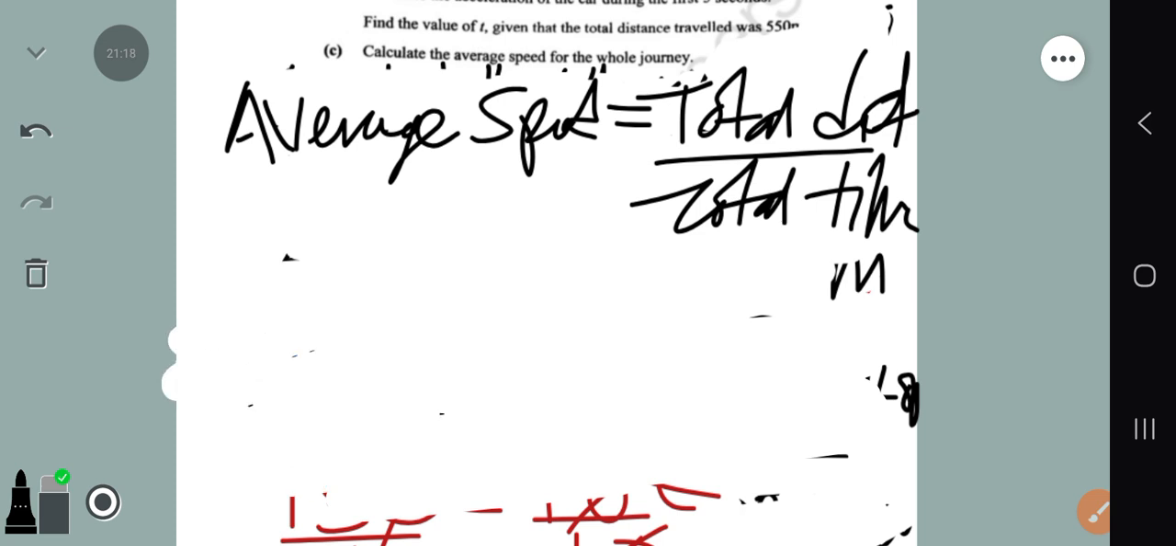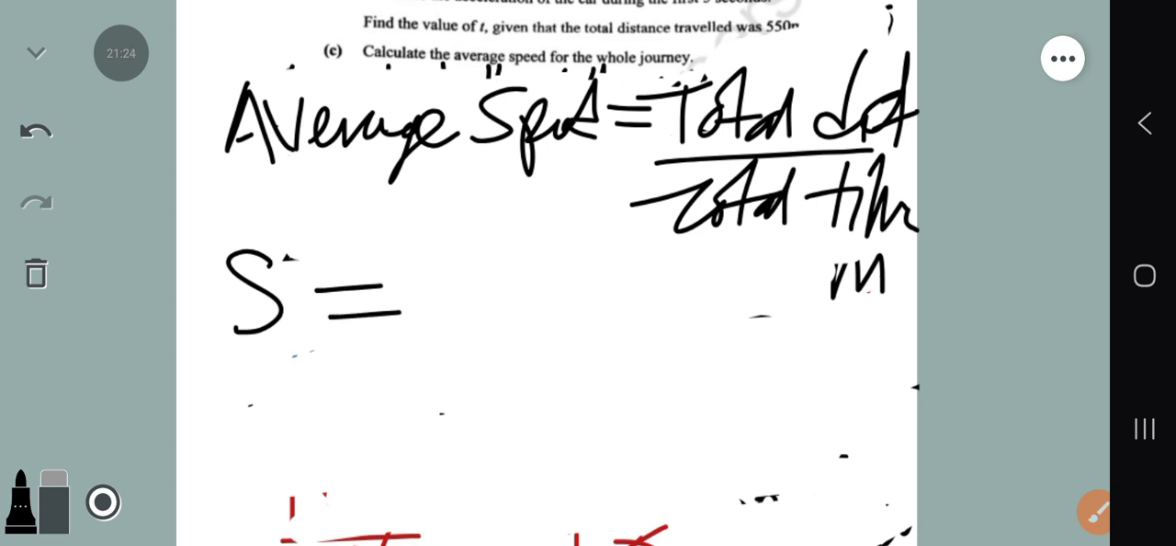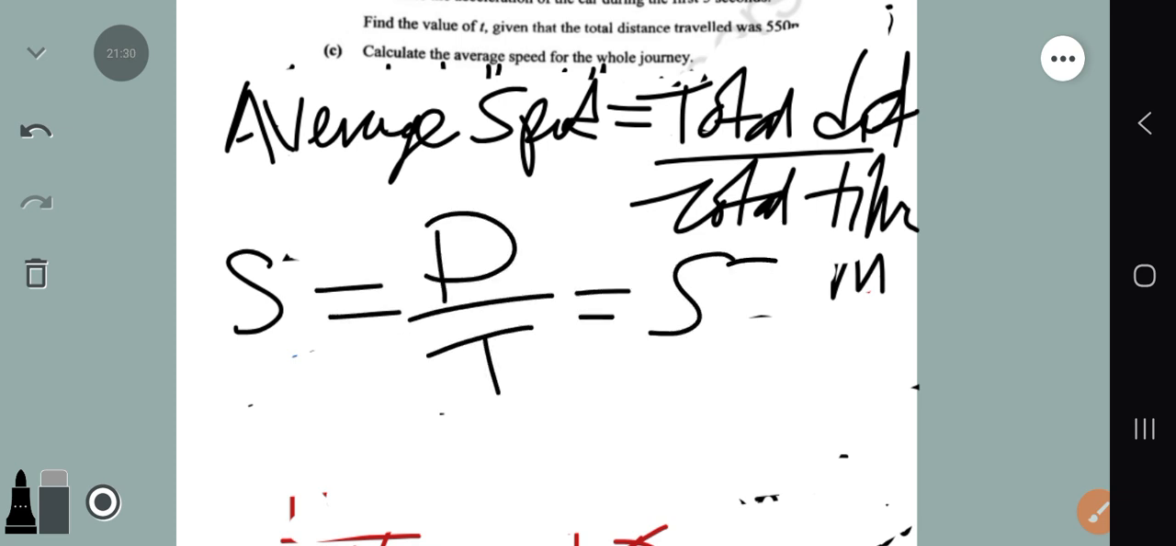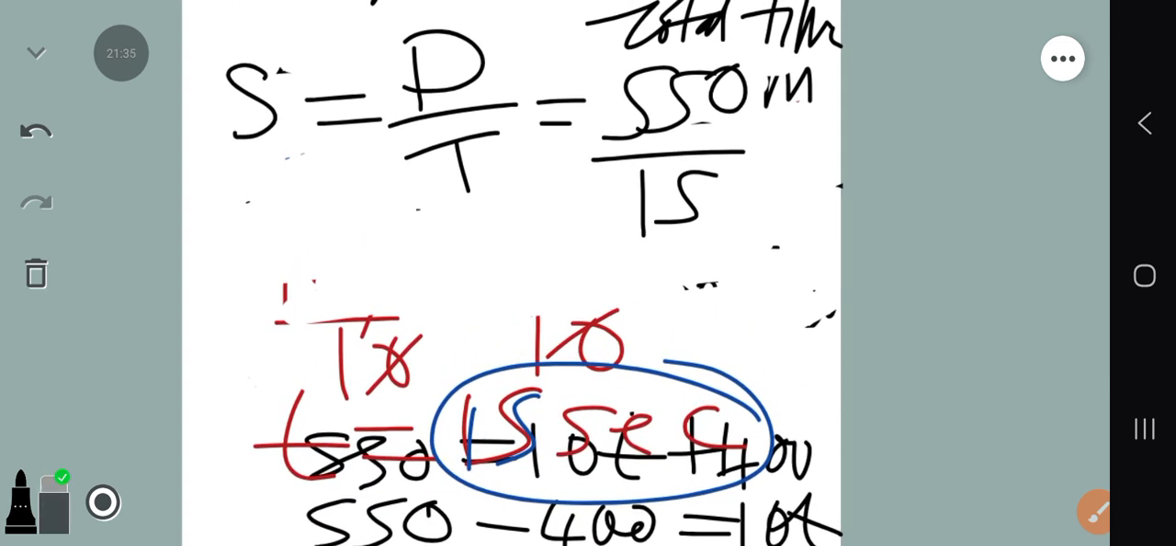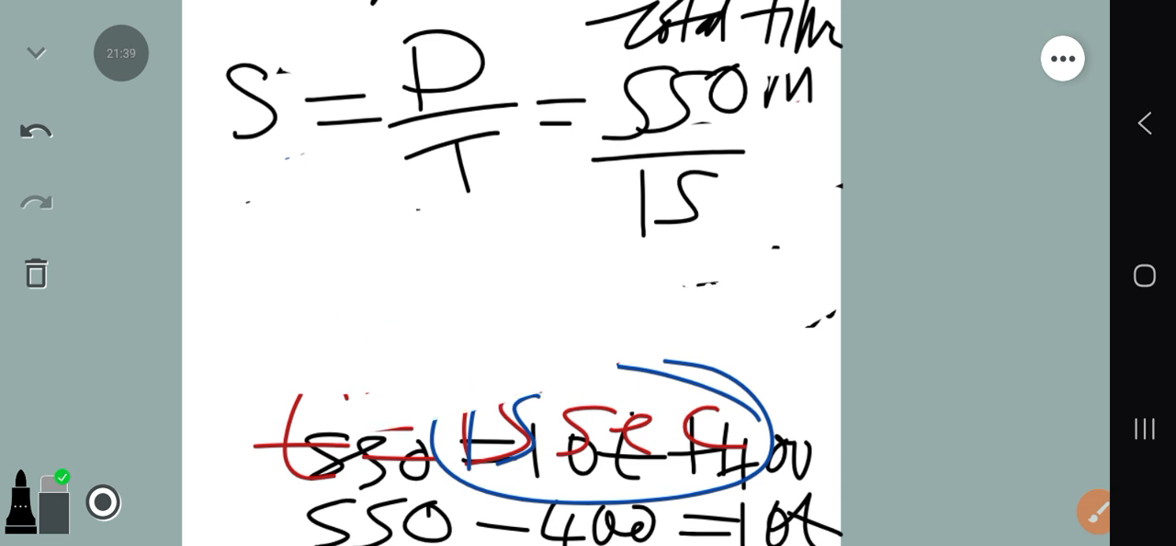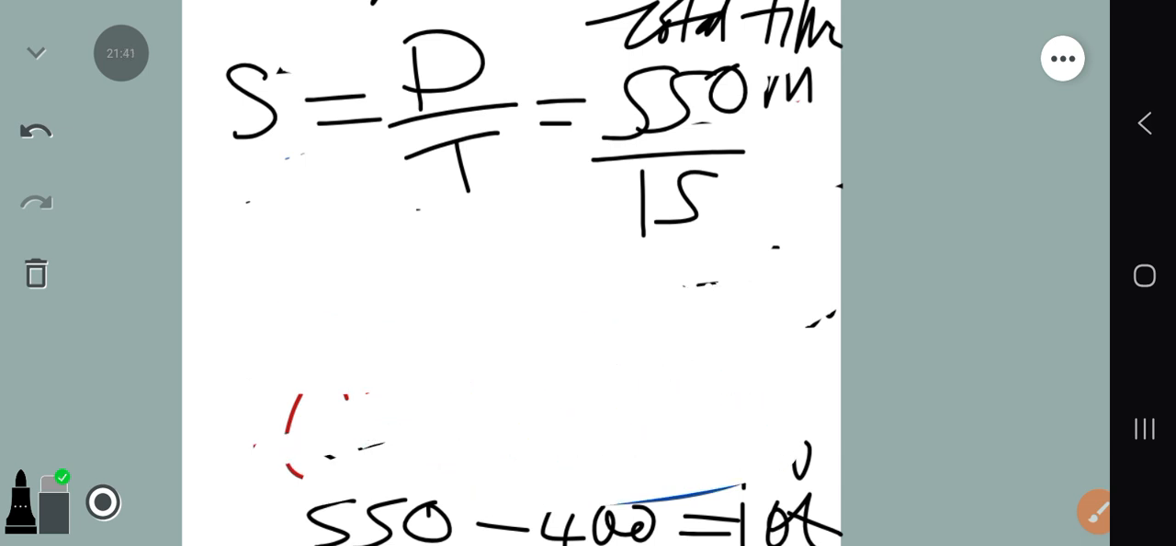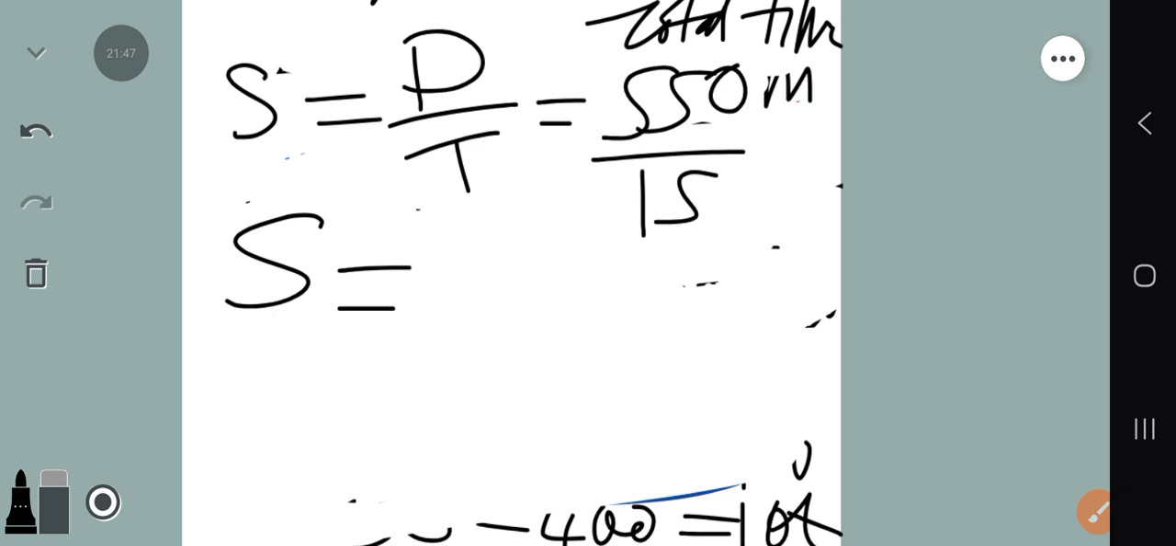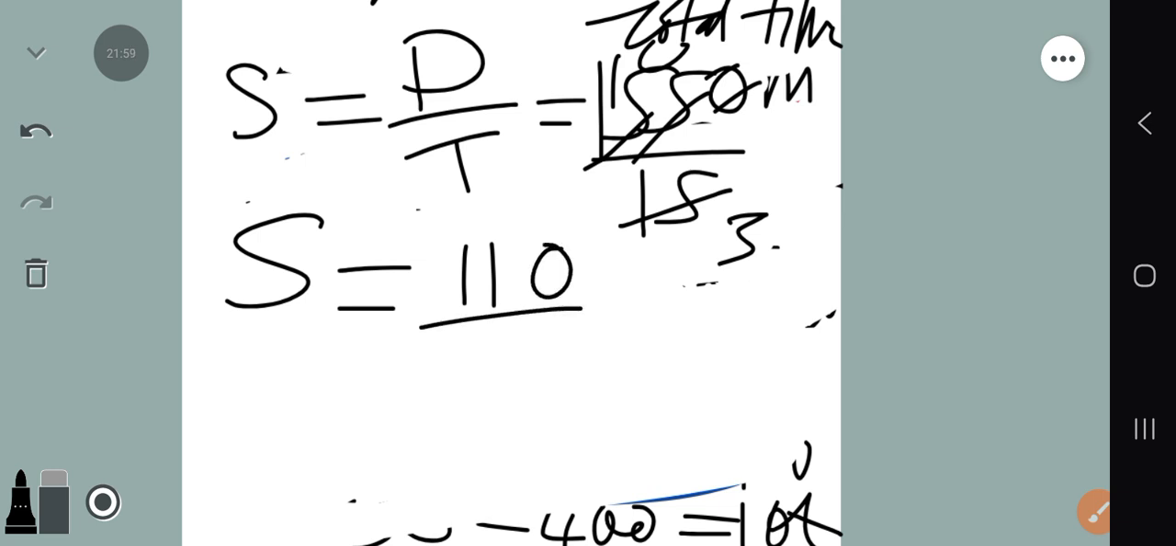So average speed equals to what? Total distance over total time. So speed equals to total distance over total time. Distance over time. So distance is 550 and time, total time is 15. So here it's just a matter of dividing these numbers. So speed equals to, let's try 5. 5 into 15, 3. 5 into 5, 1. 5 into 0, 0. So we have 110 over 3.